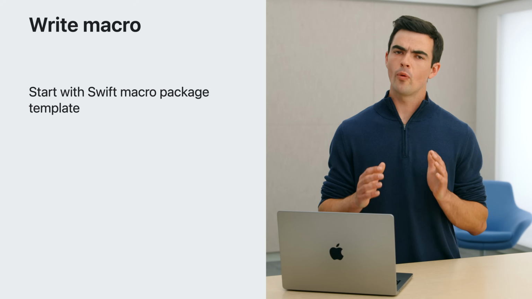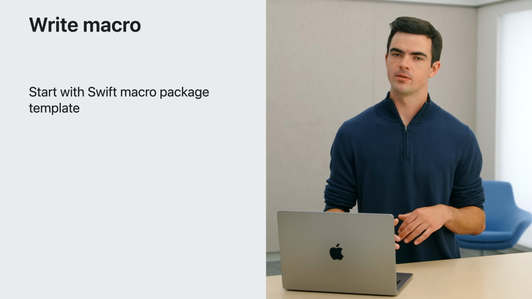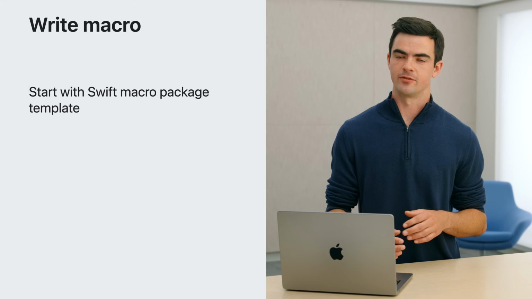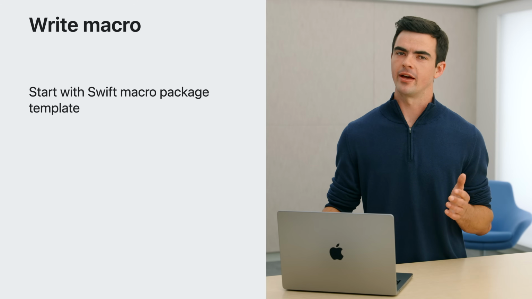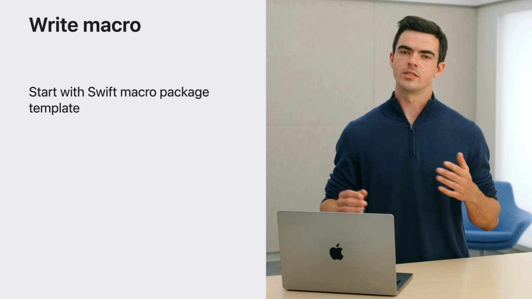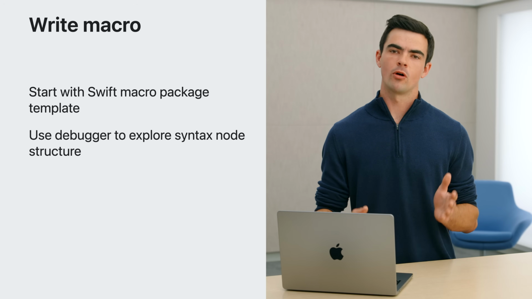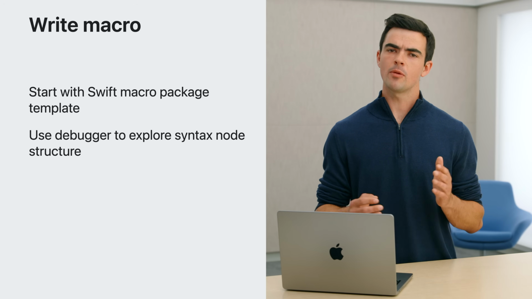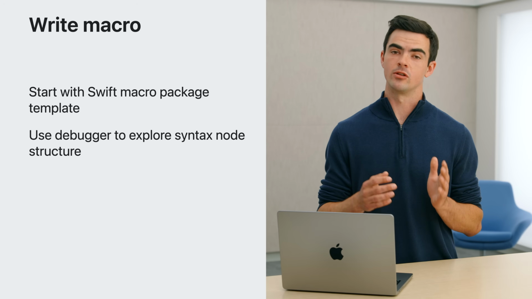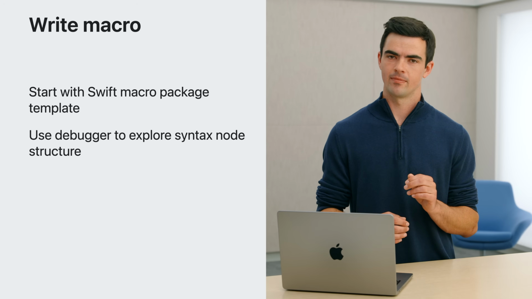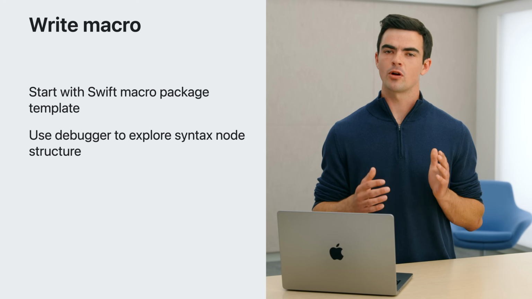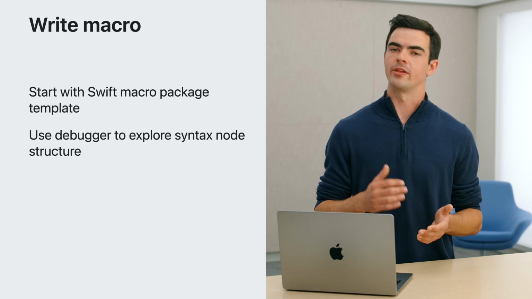The next step would be to also generate the computed property. But I'll do that later today. By using macros, we were able to get the type safety of easy slopes without the need to write repetitive code. How did we do that? We started with the Swift macro package template. To explore the syntax tree structure, we stopped the macro's execution and printed the syntax node inside the debugger. This allowed us to see which properties we needed to access to get all the enum elements.